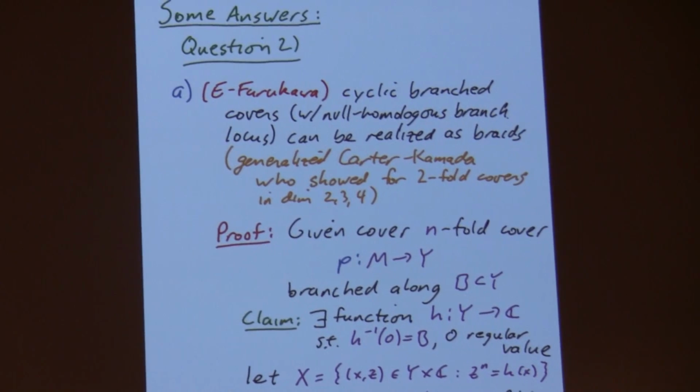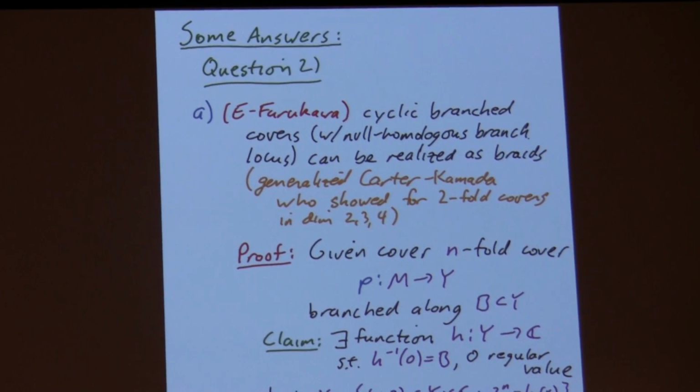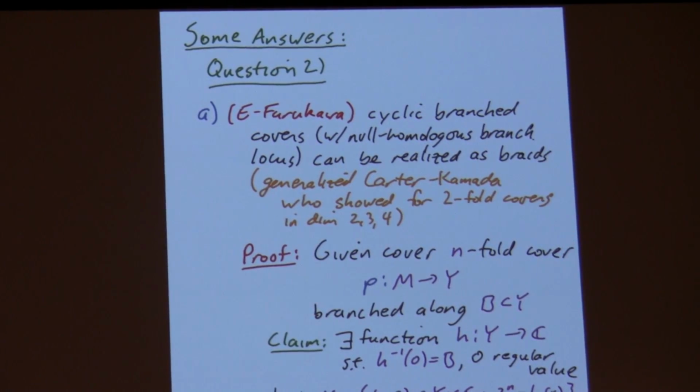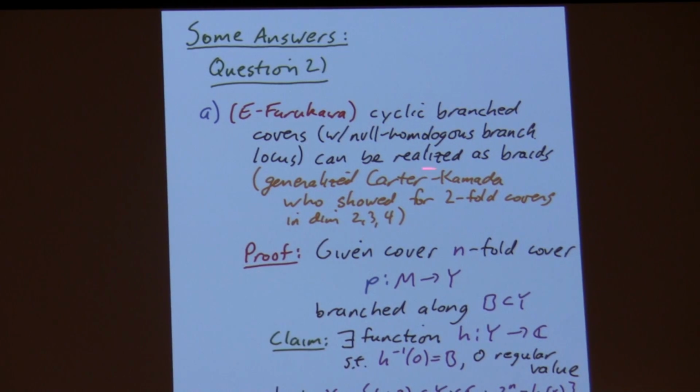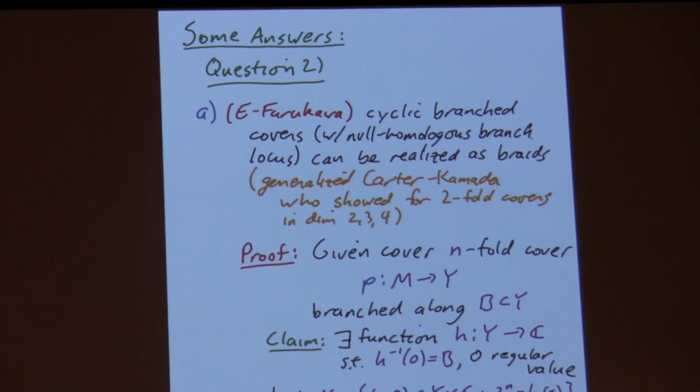The first answer I want to give you is joint work with Ryo Furukawa, a graduate student. I think he just graduated from the University of Tokyo. Anyway, we proved that any cyclic branch cover, just as you had observed, can be realized as a braid.